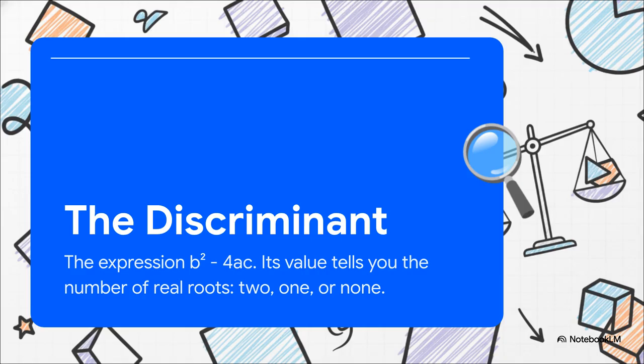If it's a positive number, you're going to get 2 different solutions. If it's exactly 0, you'll get just one solution. And if it's negative, well, you can't take the square root of a negative number, so there are no real solutions. It's an amazing little predictive tool.